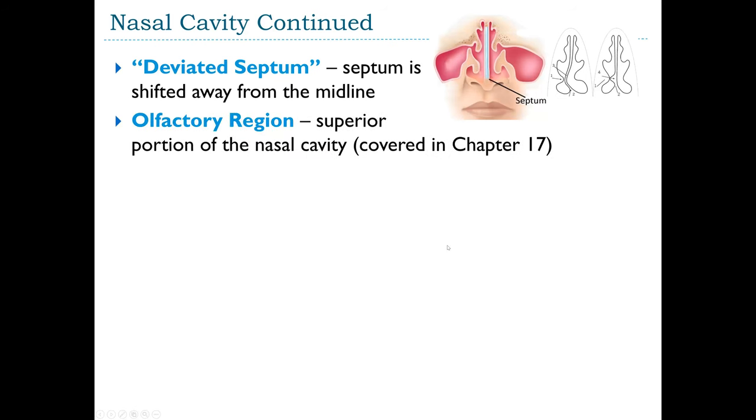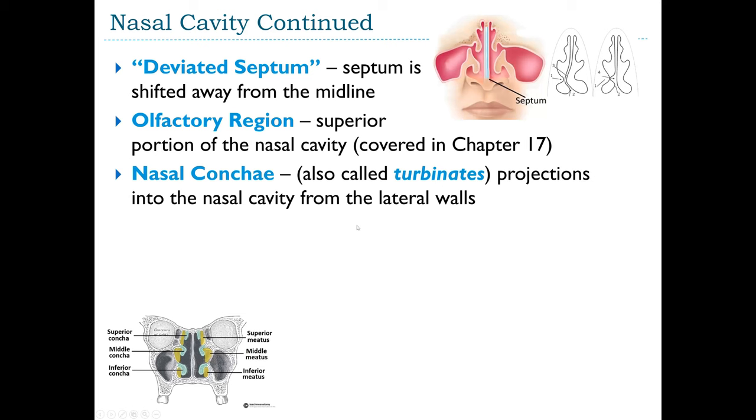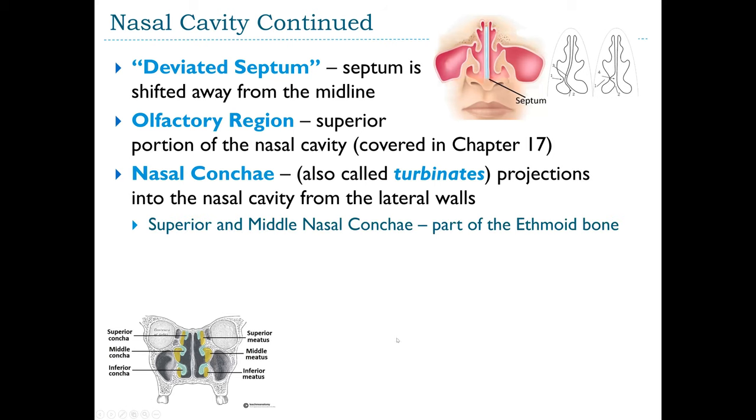So the olfactory region of the nasal cavity is the superior portion, and we covered that in chapter 17 when we talked about olfaction. The nasal conchae, also called turbinates, are projections into the nasal cavity from the lateral walls. The superior and middle nasal conchae are actually part of the ethmoid bone. And the inferior nasal conchae is a bone all by itself. And these were all bones that we talked about in AMP1.